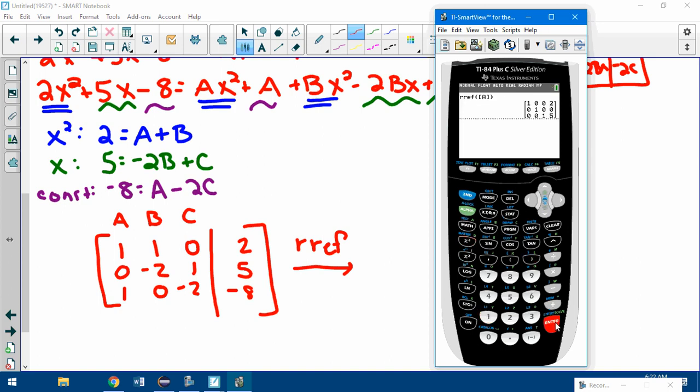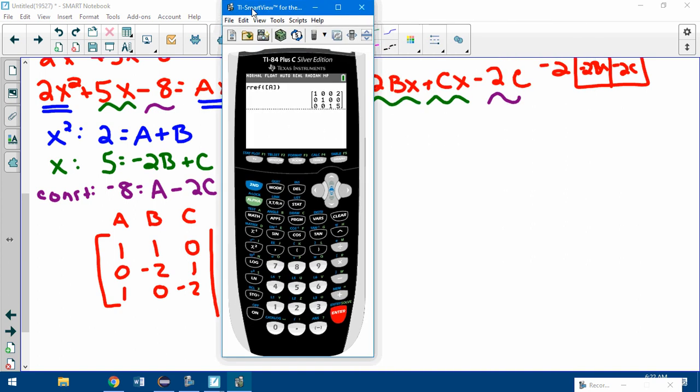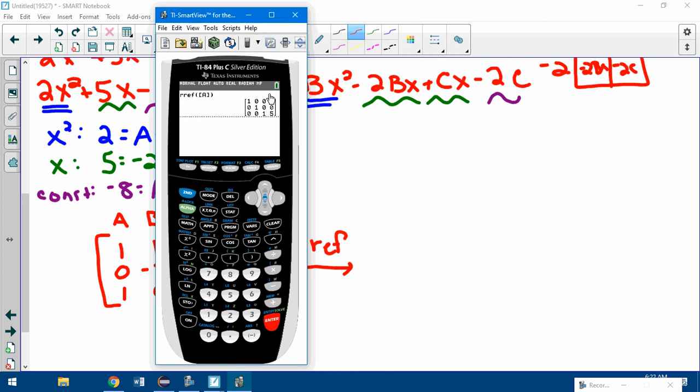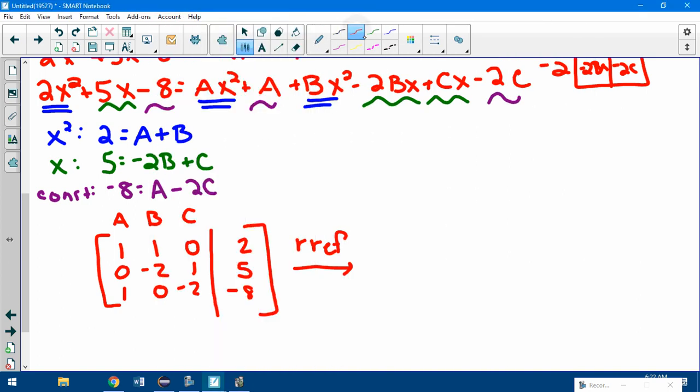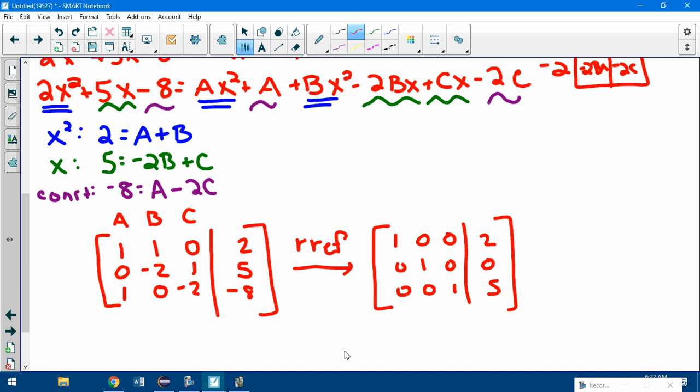And what we come up with, there it is. So just copy that down. We got 1, 0, 0, 2, 0, 1, 0, 0, and 0, 0, 1, 5. So this first row literally tells us that 1a equals 2. Second one tells us that 1b equals 0. The third row tells us that 1c equals 5.